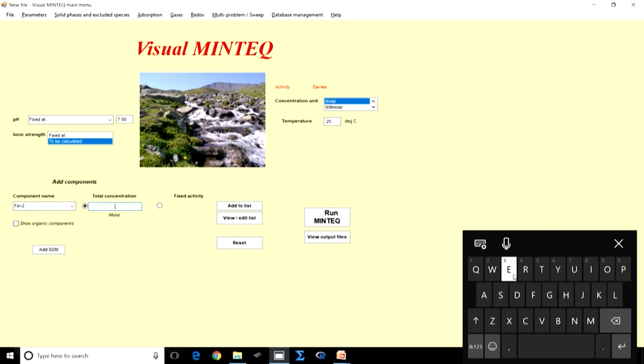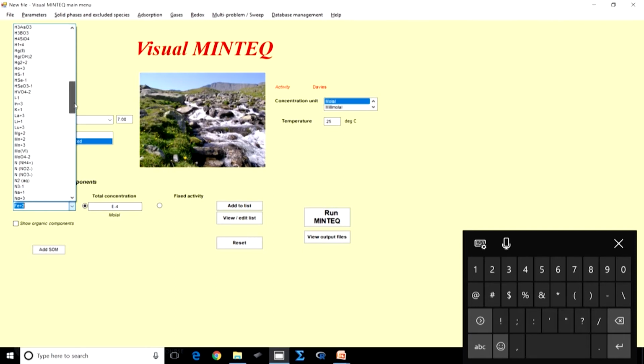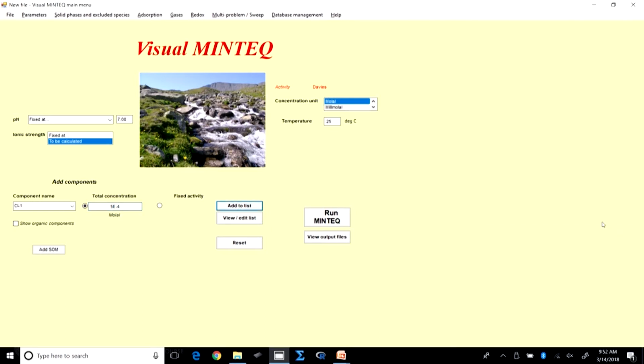So here I am going to say it is 10 to the power of minus 4, E minus 4, add to the list. And let's say instead of Cl- and OCl-, I am going to just specify that as Cl- and let the system do its own work. I think we were looking at the example of 5 into E minus 4, right? Okay, add to the list, and obviously now I need to be able to specify the redox couples.